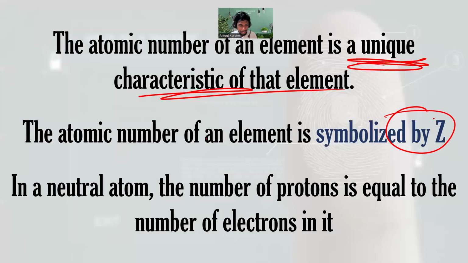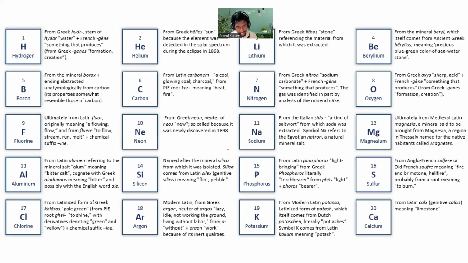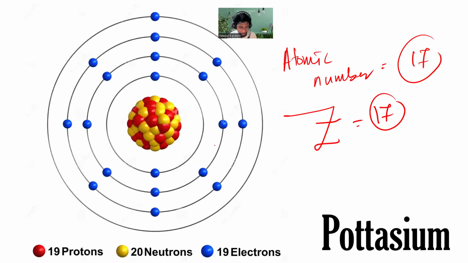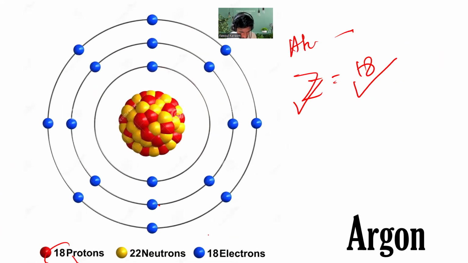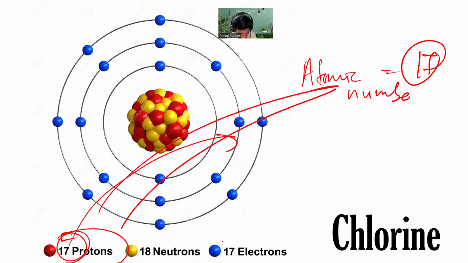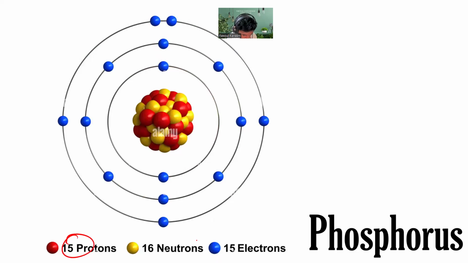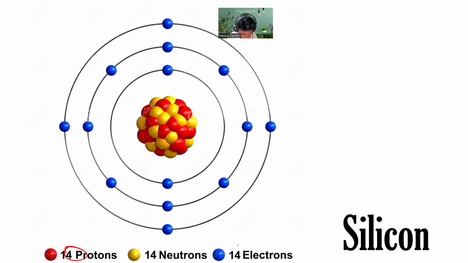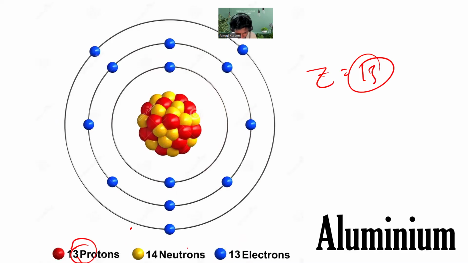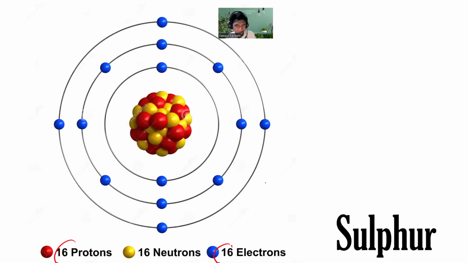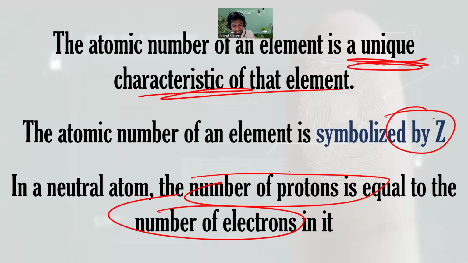Is it clear? Atomic number is a unique character. Atomic number is symbolized by Z. And number of protons is equal to number of electrons. That is also correct. 19 protons, 19 electrons. 18 protons, 18 electrons. 17 protons, 17 electrons. 16 protons, 16 electrons. 15 protons, 15 electrons. 14 protons, 14 electrons. 13 protons, 13 electrons. So number of protons and number of electrons are the same.